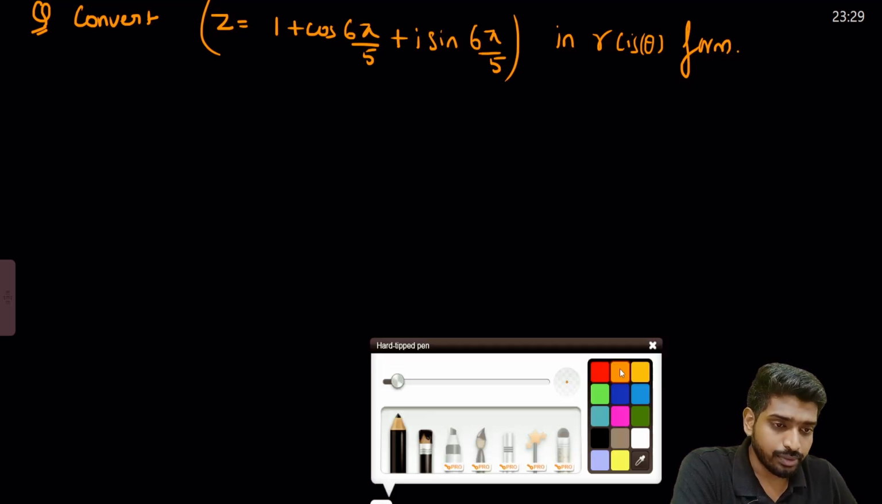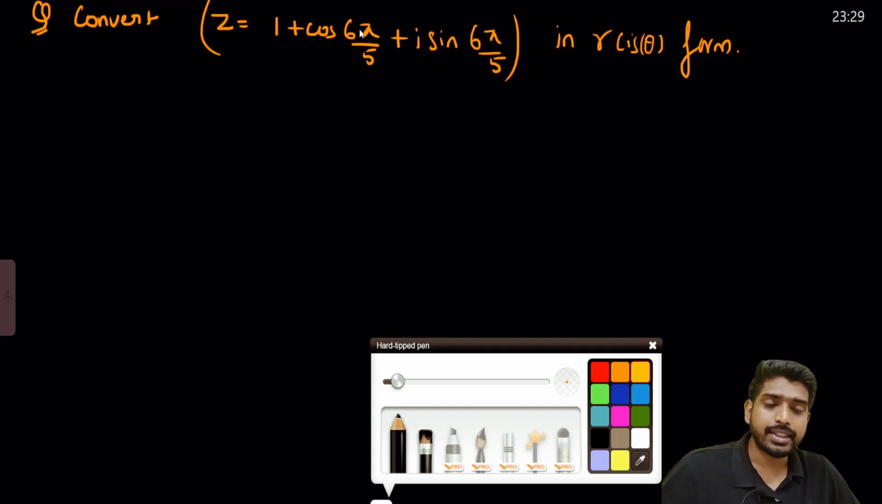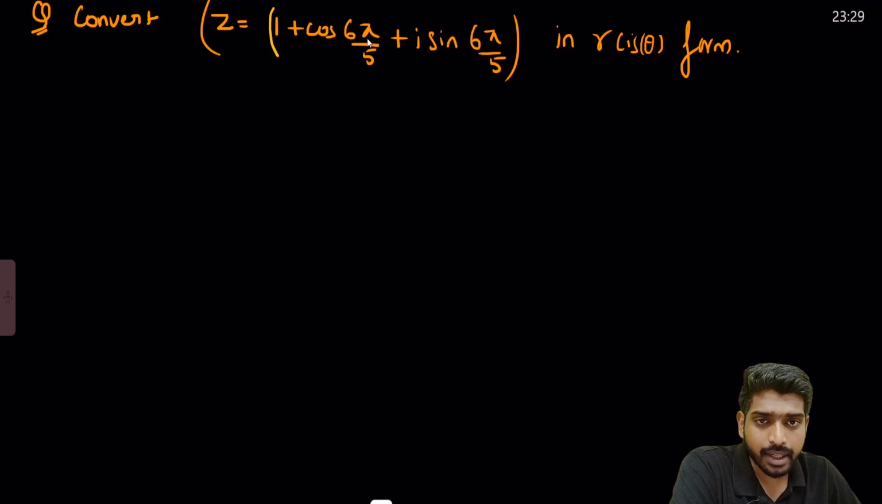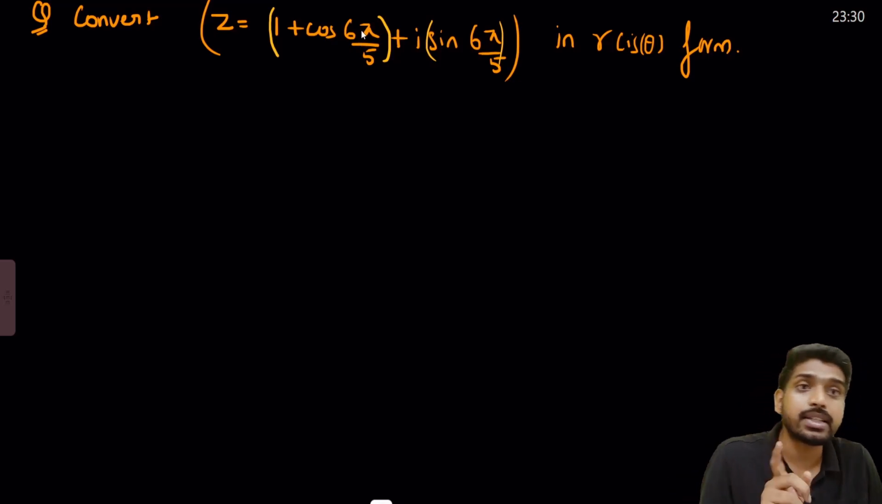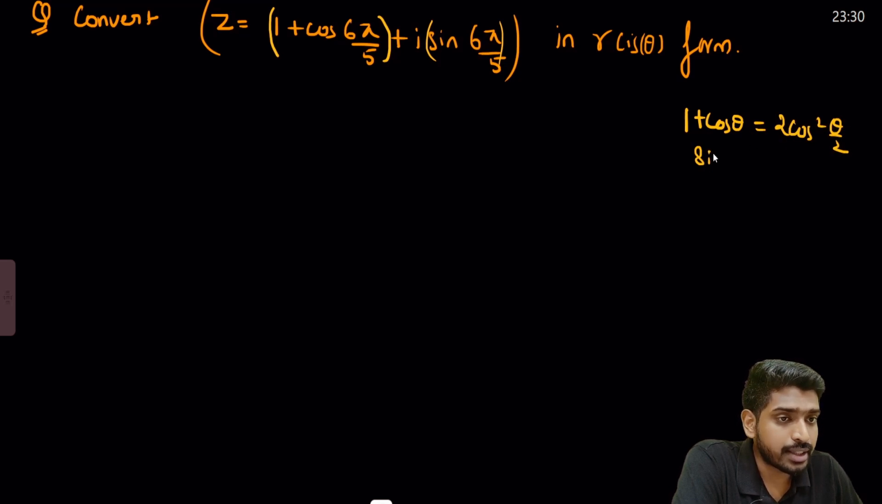Got it? So first of all, this is my real part and this one is my imaginary part. So I'll try to combine them and write them in the form of cos theta plus iota sine theta. So here, what is the formula for 1 plus cos theta? We'll apply this formula: 1 plus cos theta is equals to 2 cos square theta by 2. Sin theta can be written as 2 sin theta by 2 cos theta by 2.